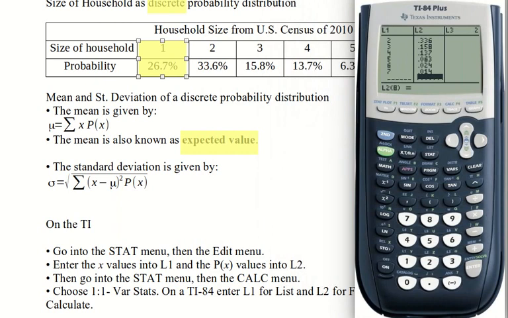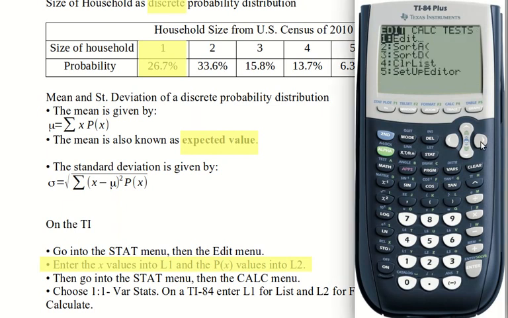This is the first time we've done this, and this is something that we will do many times. So we just completed that second step where we loaded the x values, the random variables, into L1, and we loaded the probability of each of those random variables into L2. We're now going to go back into the stat menu, and we're going to go over to calculate. And in the calculate menu, we're going to leave 1 variable statistics selected. Notice that that's our first option, and I'm going to press enter.